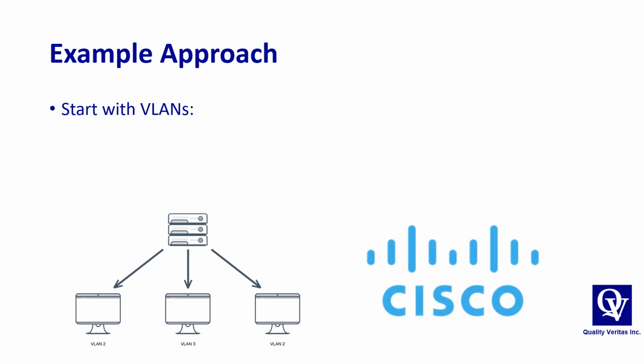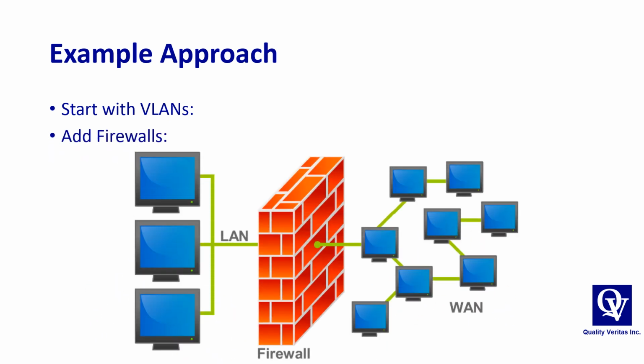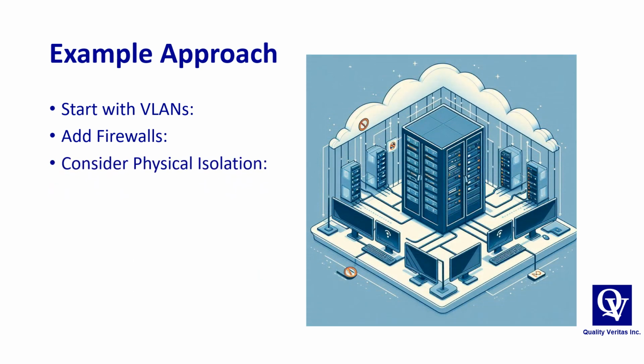Let's consider a practical example. Start with VLANs. Create VLANs for different departments such as HR, Finance, and IT. Use Cisco tagging to manage traffic between these VLANs, ensuring that each department's data stays within its designated segment. Next, add firewalls between the VLANs to control access.